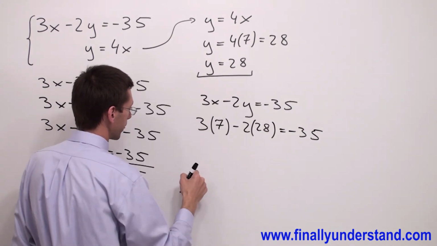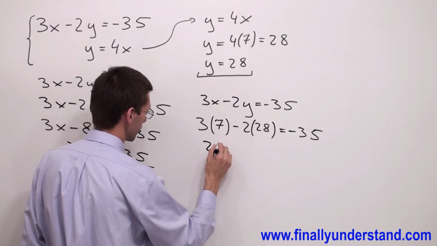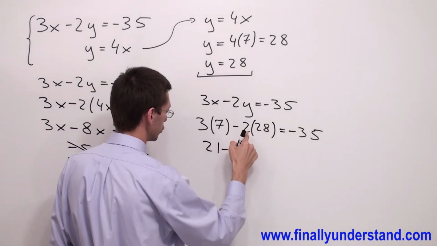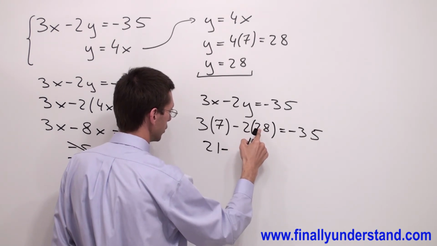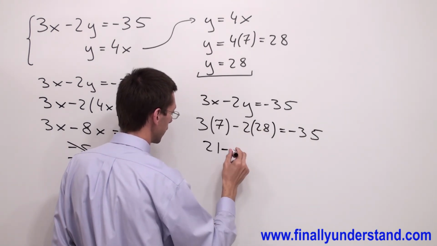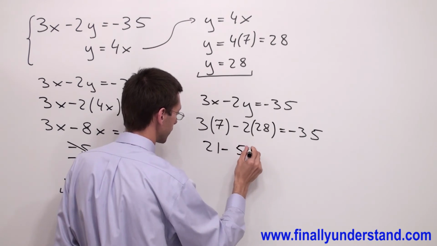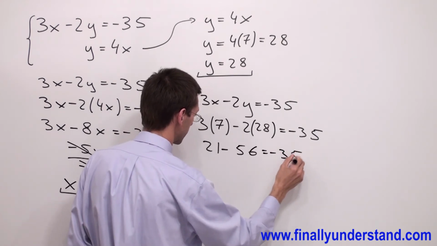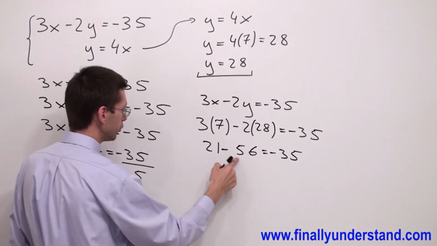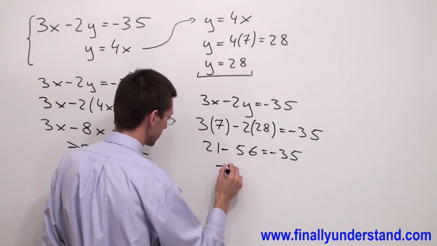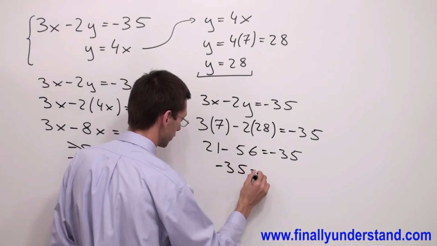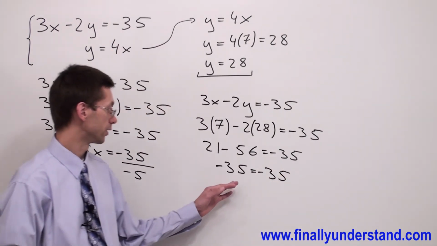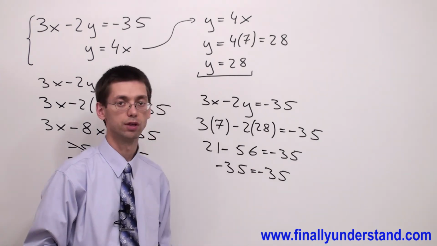3 times 7 is equal to 21. Negative times positive gives me negative, so I have minus 2 times 28 is equal to 56 equals negative 35. 21 minus 56 is equal to negative 35. As you can see, the left side of my equation is equivalent to the right side.